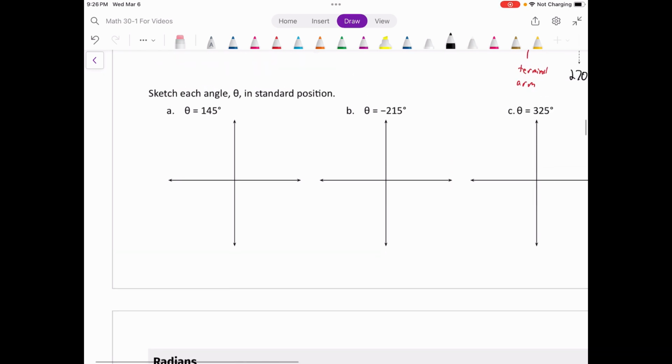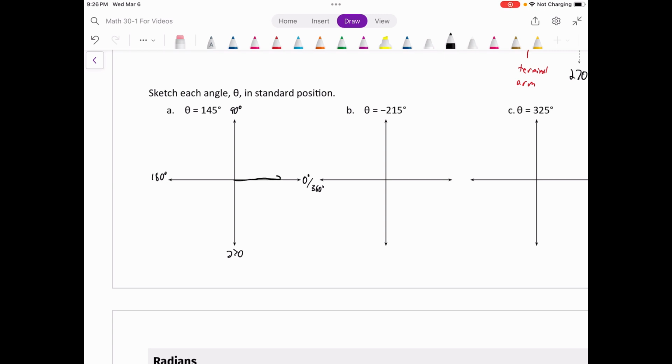Okay, now it wants us to sketch each angle theta in standard position. So I'm just going to remind ourselves, we got 0, 90, 180, 270. Could also think of 0 as 360. If we go all the way around, we're back to where we started. Okay, so let's draw out a 145-degree angle, right?